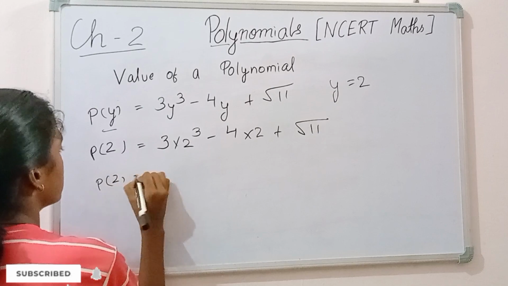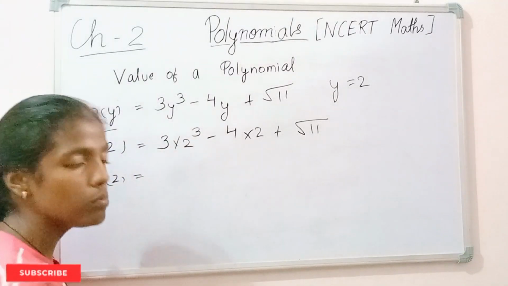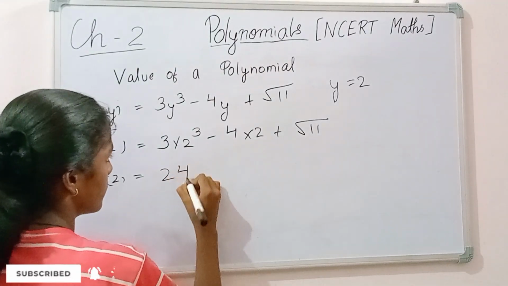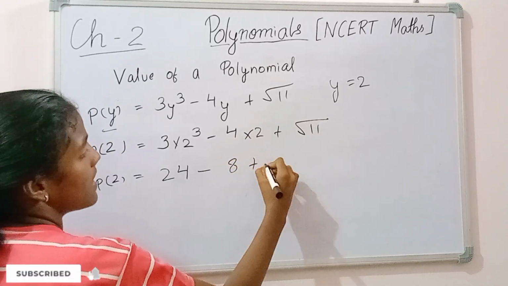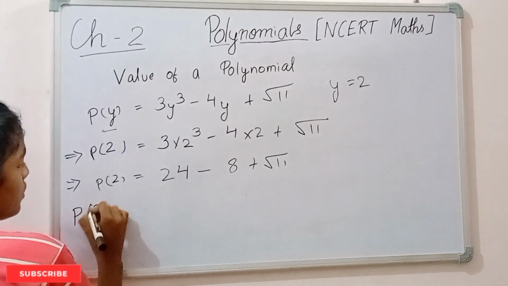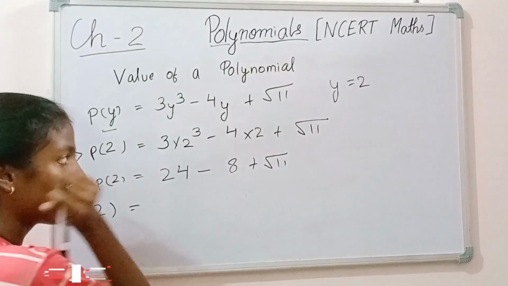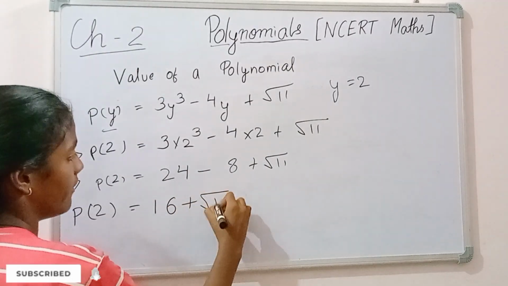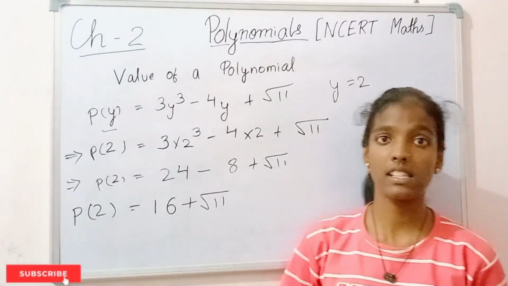So we will get 3 into 2 cube. The cube of 2 is 8. 8 into 3 is equal to 24. Minus 4 2s are 8 plus under root 11. P(2) is equal to 24 minus 8, that is equal to 16 plus under root 11. Our answer is 16 plus under root 11.